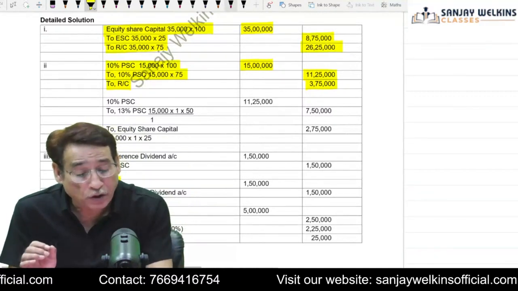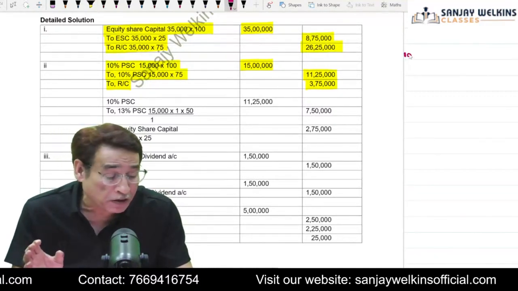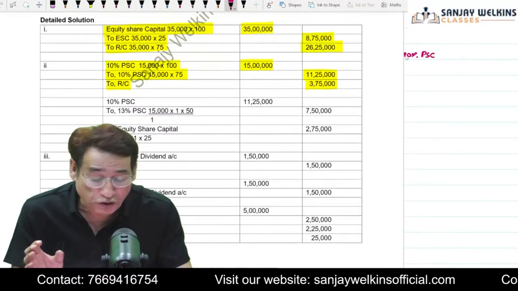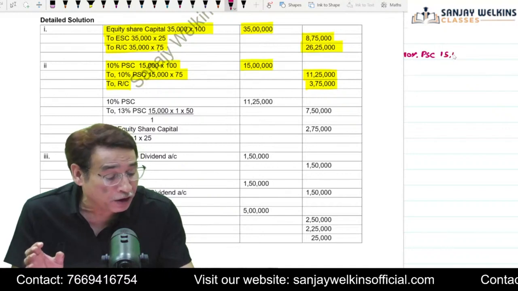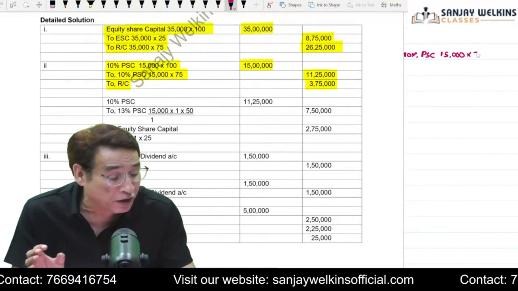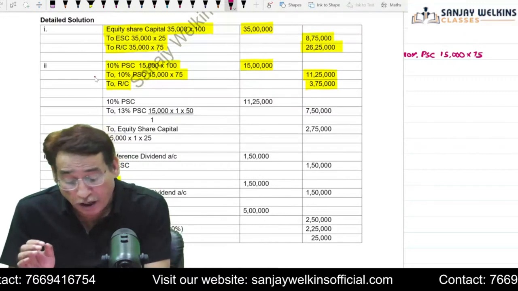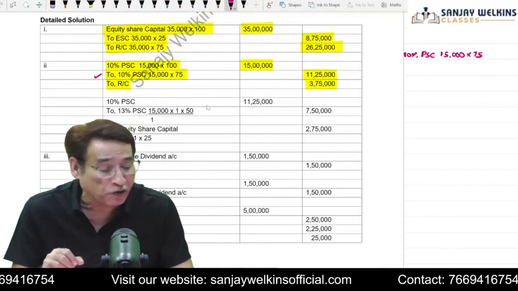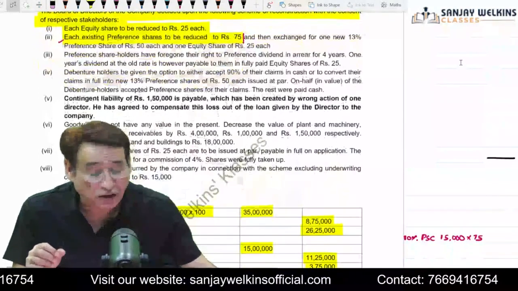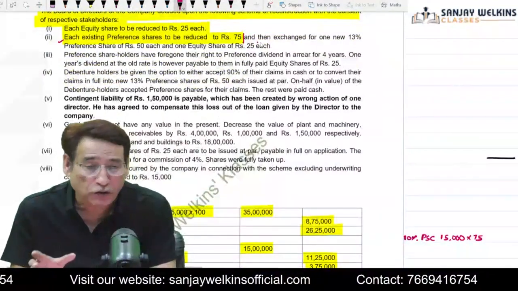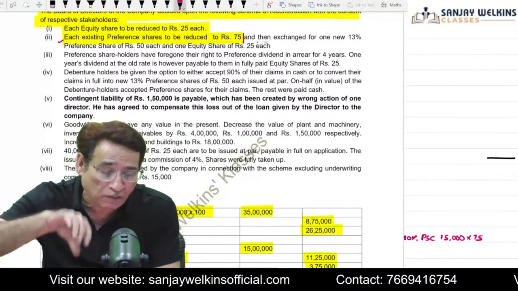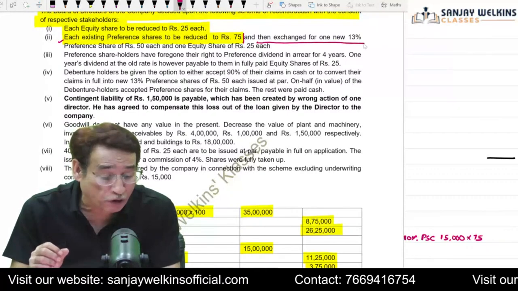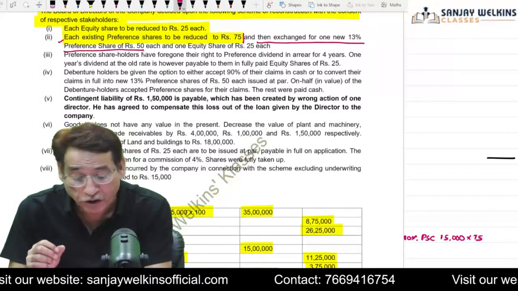So now your preference share capital is 10% preference share capital, after the reduction, 15,000 into 75. After the cancellation of the old preference share capital, this is now your present preference share capital. Now further in the question it is written that the preference share capital has come down to 75, that means reduced by 25, then exchanged for one new 13% preference share of 50 each.